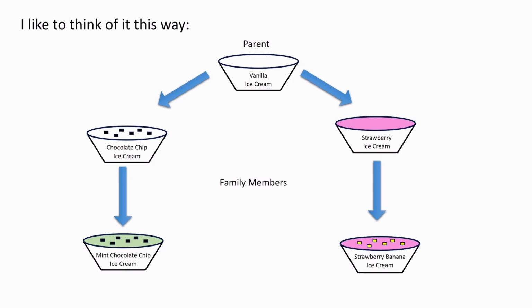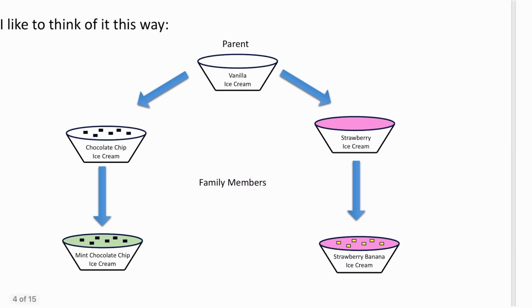Similarly, if I had chosen to add strawberry instead of chocolate chips, I could have gotten strawberry ice cream, which is also a family member. And if I make 2 variations and I add strawberry and banana, I get strawberry banana ice cream. Okay, so all 4 of these are still members of the same family. They just represent different variations of the parent, which is vanilla ice cream.